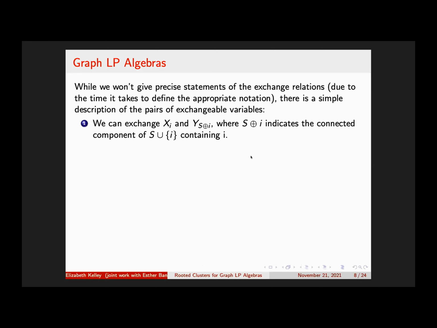So I can exchange x and y variables if they have the form x_i and y_{S ∪ i}, where S ∪ i indicates that I take the subset S, I take the vertex i, look at their union, and then choose the connected component that contains the vertex i. And then I can also exchange y_{S ∪ i} and y_{S ∪ j}.